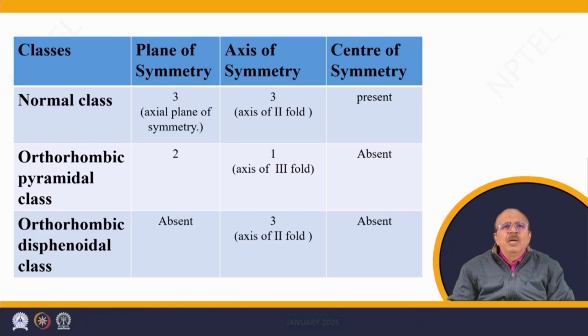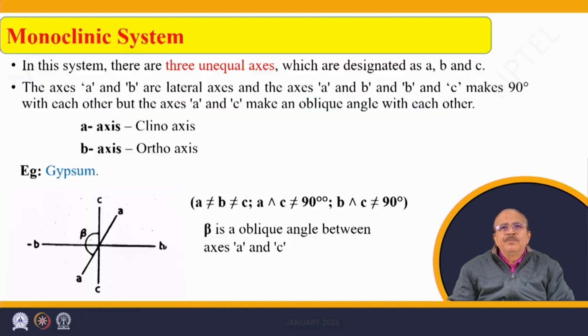The orthorhombic pyramidal class, the plane of symmetry 2, axis of symmetry 1 and the center of symmetry absent. Whereas in orthorhombic dysphenoidal class, the plane of symmetry absent, the axis of symmetry 3, and the center of symmetry absent. So this is the detail about the different classes of the orthorhombic system.